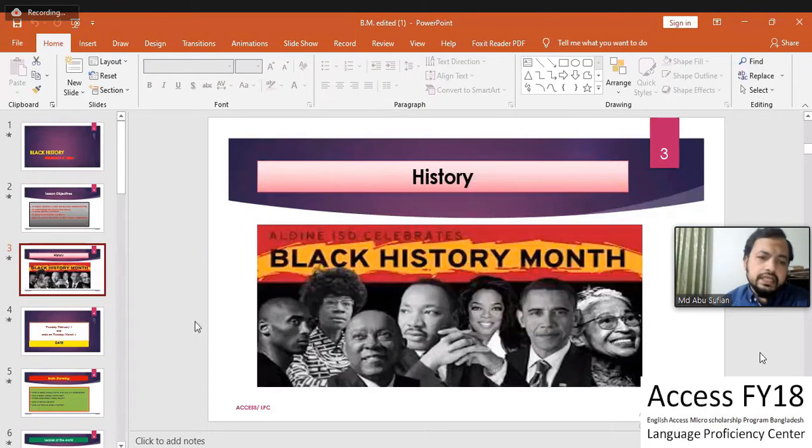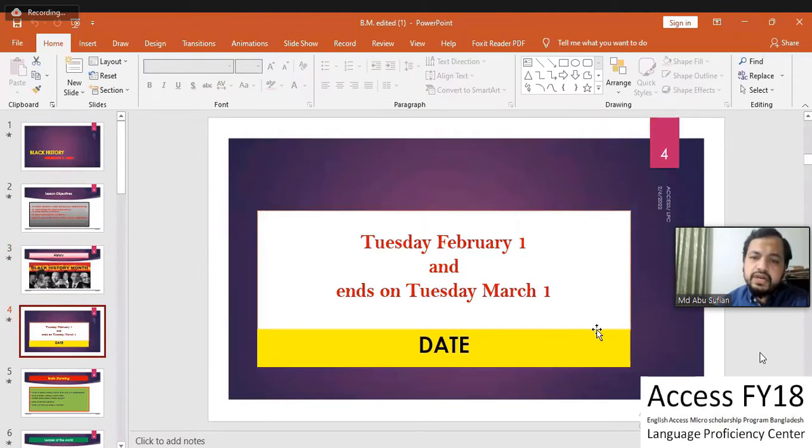Black History Month is observed throughout February, and maybe some of you know why February was selected. Is there anyone who can tell? Why do they observe this month? Because it's after Thanksgiving Day. Okay, thank you. Would anyone else try? You don't have to be correct all the time, but you can try.